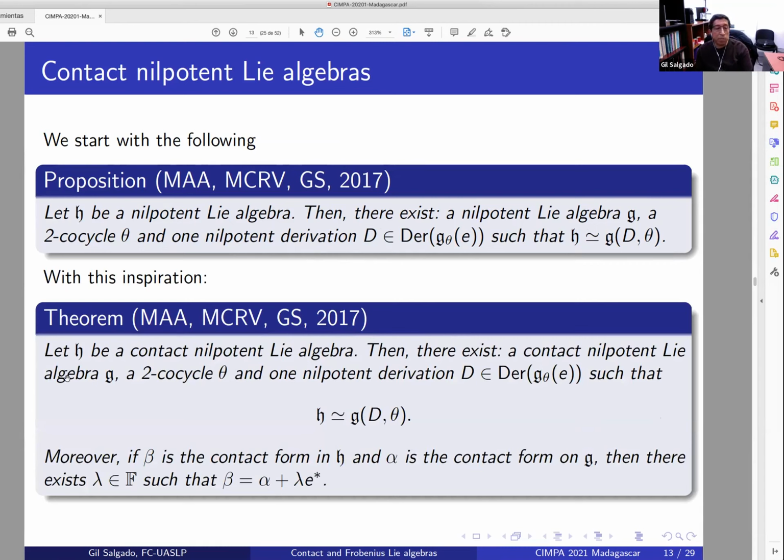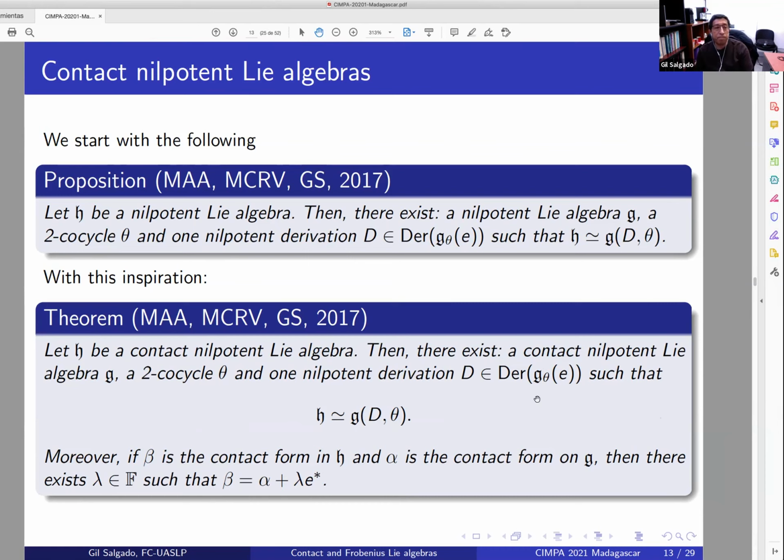exists a contact nilpotent Lie algebra of codimension 2, a 2-cocycle, and one nilpotent derivation, and the original contact nilpotent Lie algebra can be expressed as a double extension of G, where G is a contact nilpotent Lie algebra, and the contact form can be constructed exactly as before: the original contact form plus a multiple of the dual of the central element in the central extension.